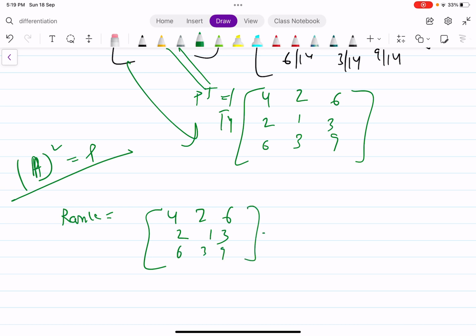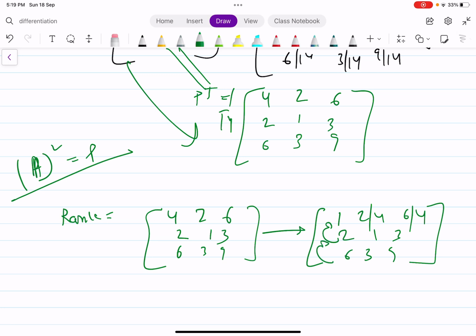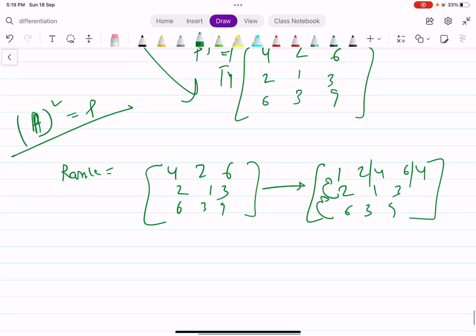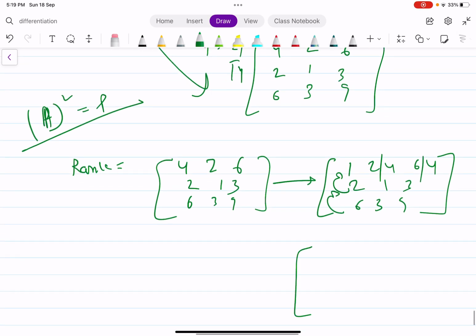So you first of all divide the first row by 4. This is 1, 2 by 4 and 6 by 4. Similar is 2, 1, 3, 6, 3, 9. Then you subtract 2 times of R1 from R2 and 6 times of R1 from R3. And when you do that, you will see you get only zeros here, okay? So let's do that. You will get 1, 2 by 4, 6 by 4 and 2 minus 2, this is 0 and 0. So what am I doing here? R3 minus 6 R1 and R2 minus 2 R1. This is what I'm doing here.